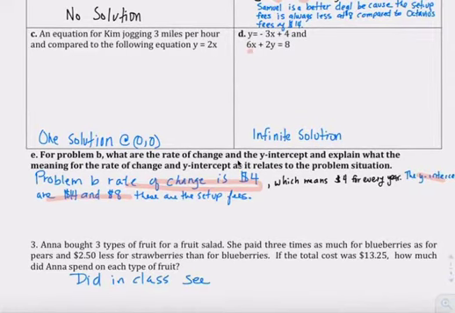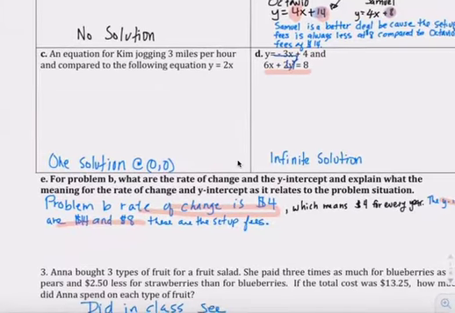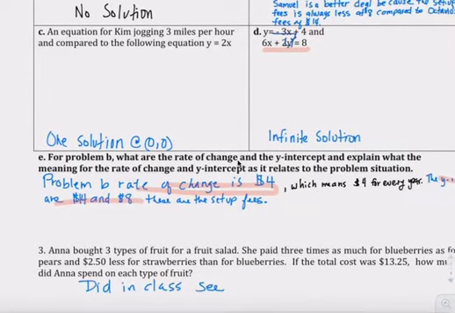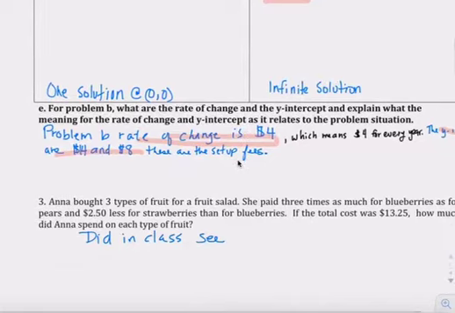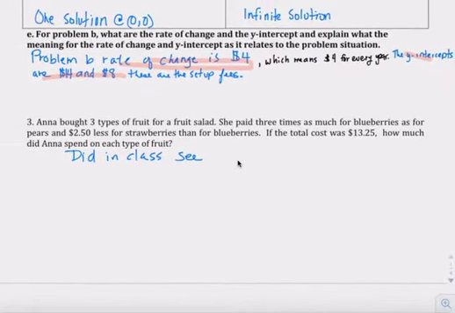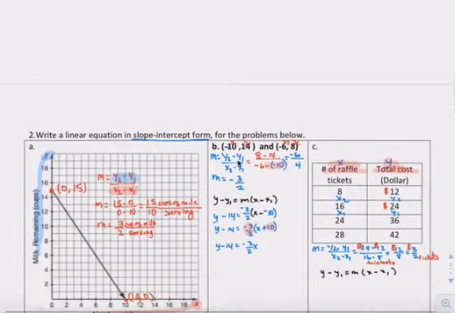Make sure you make this into slope-intercept form, or you use substitution and solve it. You'll find that it's infinite solution. They're the same line. One solution at 0, 0. Y-intercept, x-intercept, we did number 3 in class.